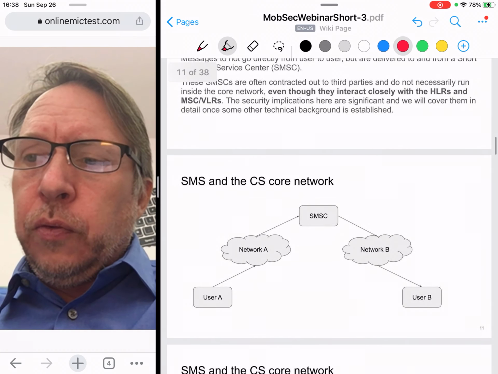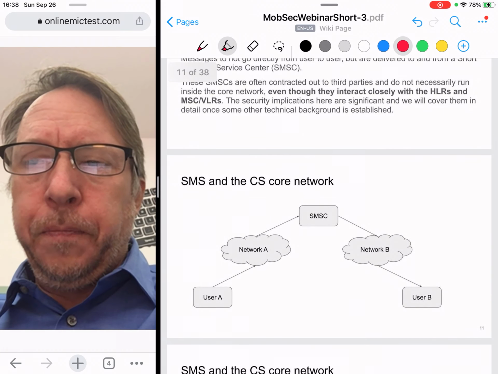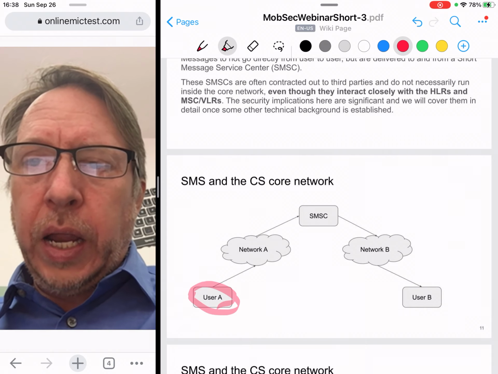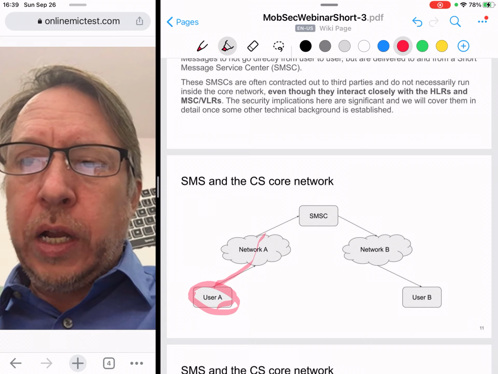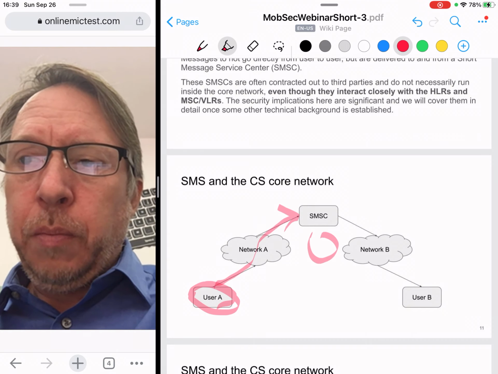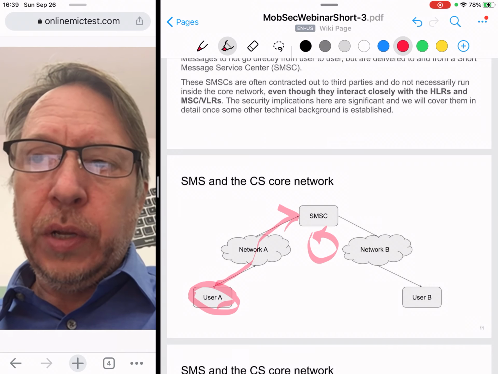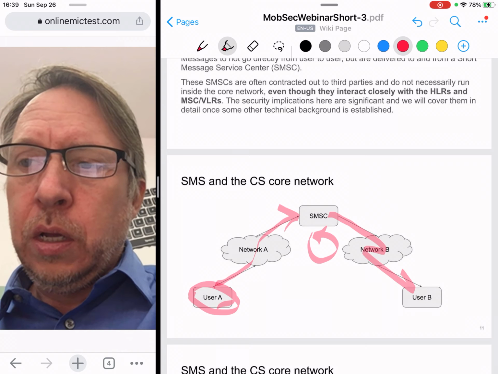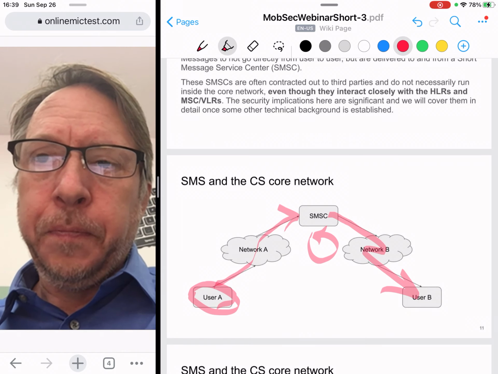So if we move to slide 11, you have a diagram here that shows a text message can originate with user A. It transits through the serving network A to the SMSC. It may wait there for a while until user B is available, until it knows how to find user B, and then the message gets delivered to user B.